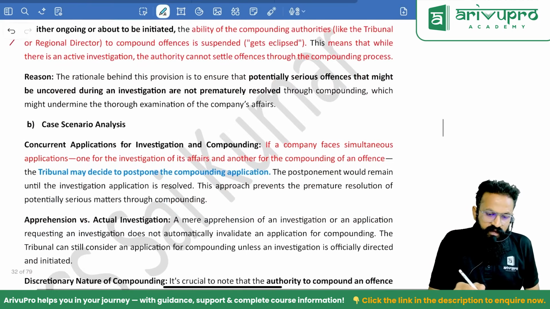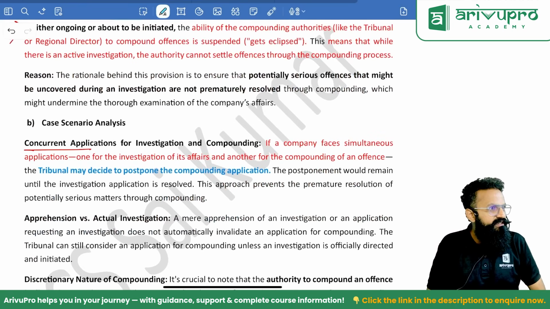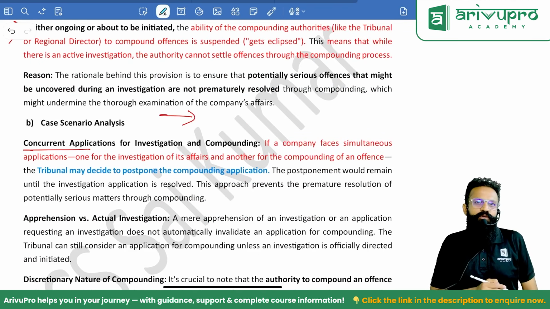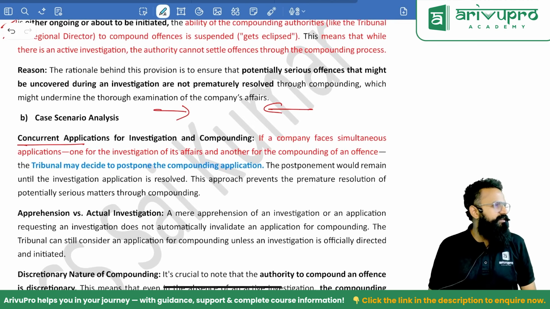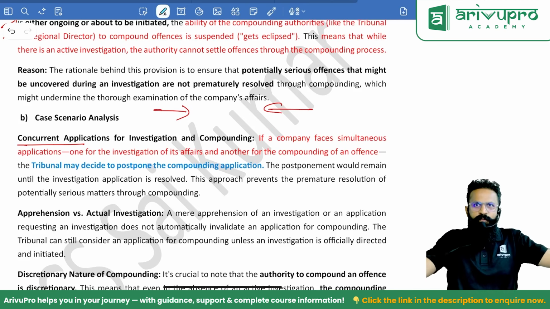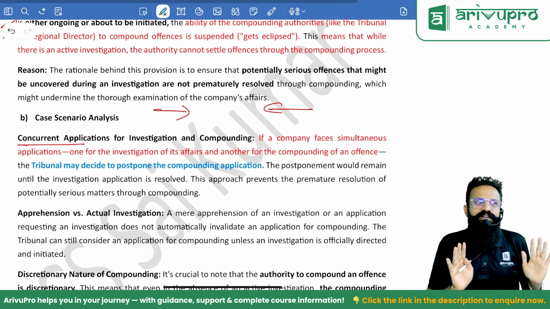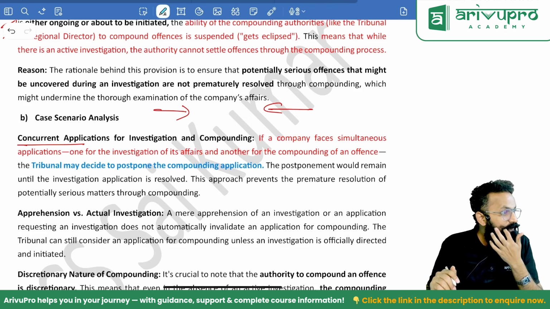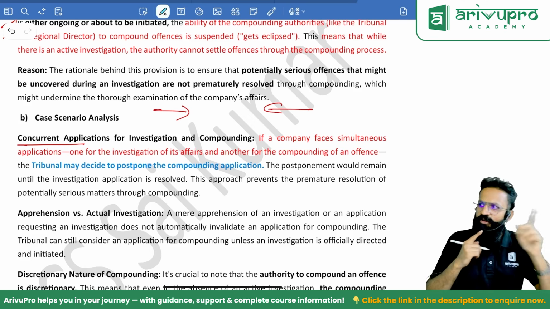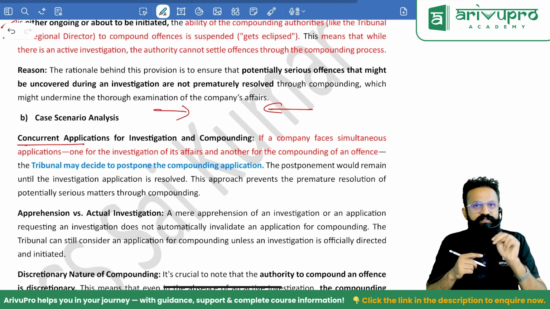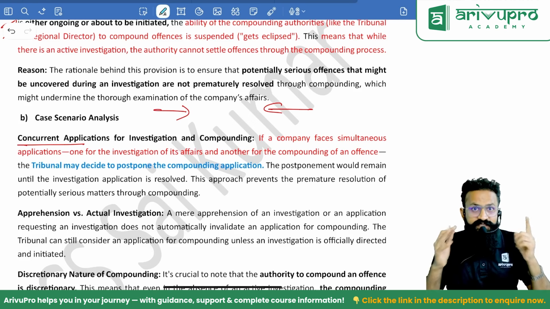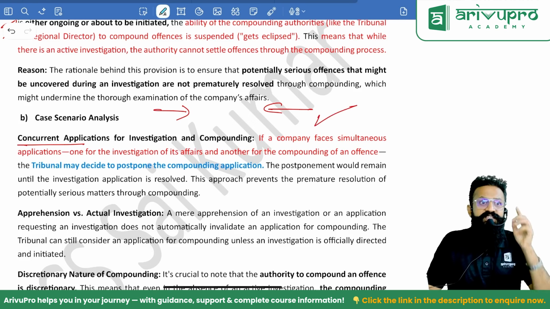Agreed? The next one, concurrent applications. What do you mean by concurrent applications? Imagine the compounding application and the investigation both came at the same time. Both applications just came together. Now what will happen? Whether compounding will go through or investigation will go through. The second thing they are telling you, people, is that investigation is much more superior. When a simultaneous application scenario comes into the picture, investigation still overrules.